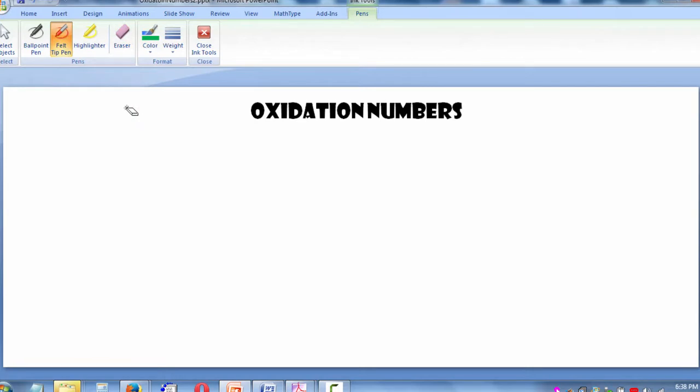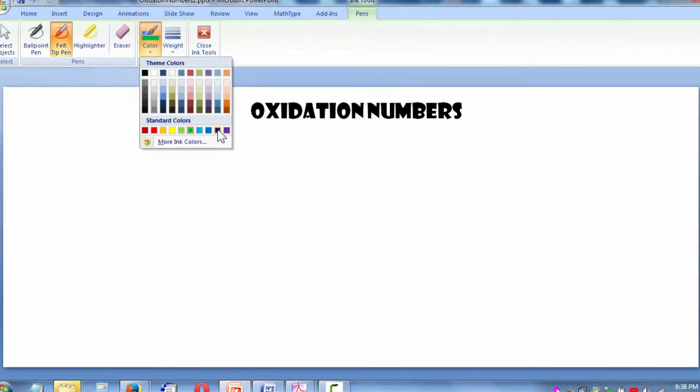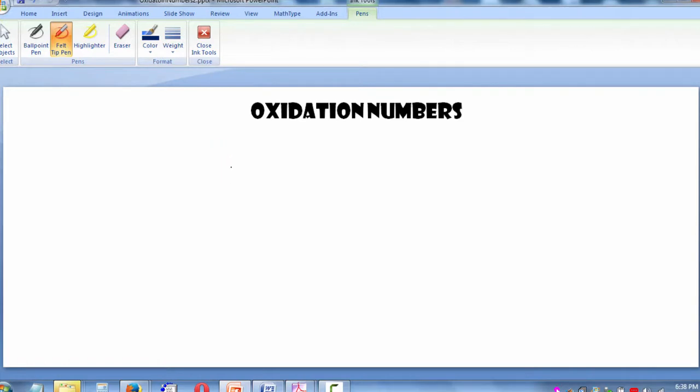Let's do SF6. And you will come to find out when we do Lewis structures that sulfur can have many different oxidation states. Okay?